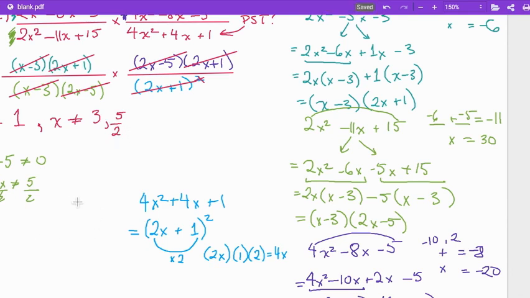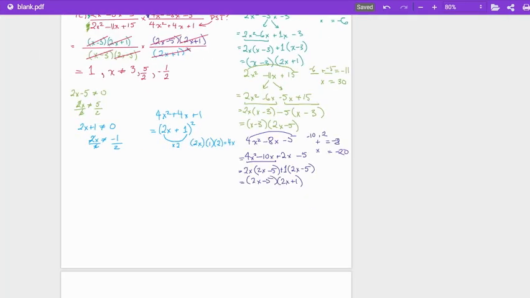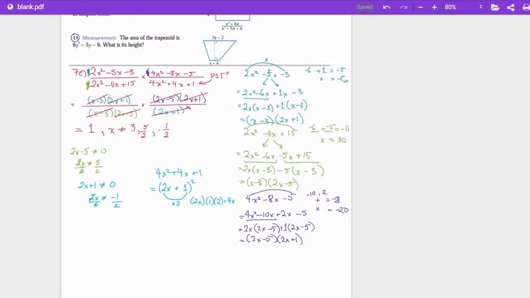And the last restriction is going to be that 2x plus 1 cannot equal 0. So that means 2x cannot be equal to negative 1, divided by 2, which means that x also cannot equal negative 1 over 2. Okay, just check the length of this solution, right? That's a big question. Lots of factoring.